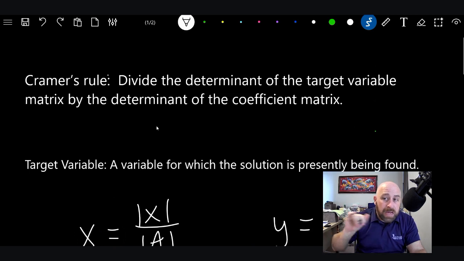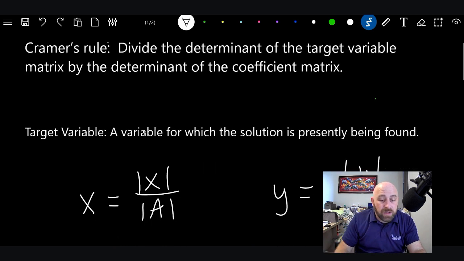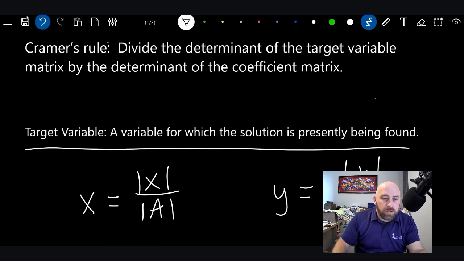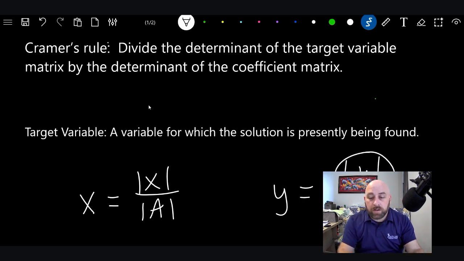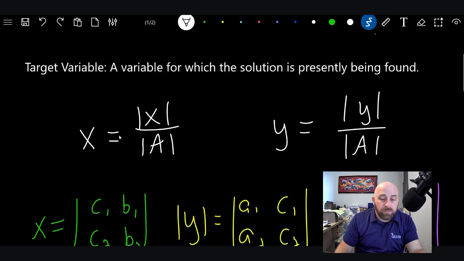We're going to learn what these things are in just a second, and how to do that. It's really not that bad, especially if you have the book to look at, and that'll help you before you get it memorized. So what is the target variable? That's the one that we're looking for. If we're looking for x, x is the target. What if we're looking for y? Well, y is the target. What if we have three variables? What if there's a z in there? Then z is the target variable. Whichever one we're trying to find, that's the target. So you put the target matrix over the coefficient matrix.